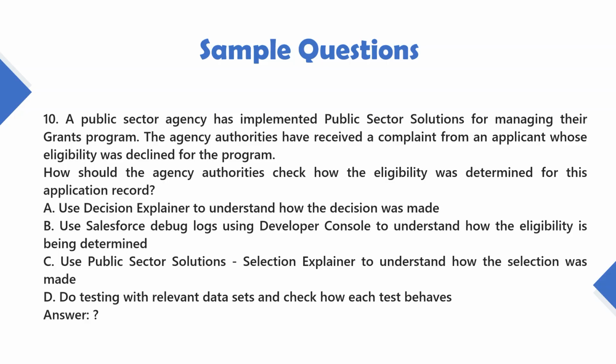A. Use Decision Explainer to understand how the decision was made. B. Use Salesforce debug logs using Developer Console to understand how the eligibility is being determined. C. Use Public Sector Solutions Selection Explainer to understand how the selection was made. D. Do testing with relevant datasets and check how each test behaves.